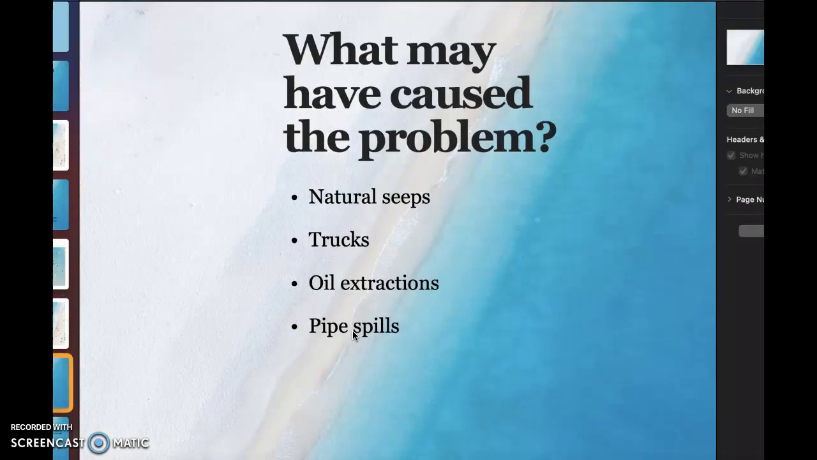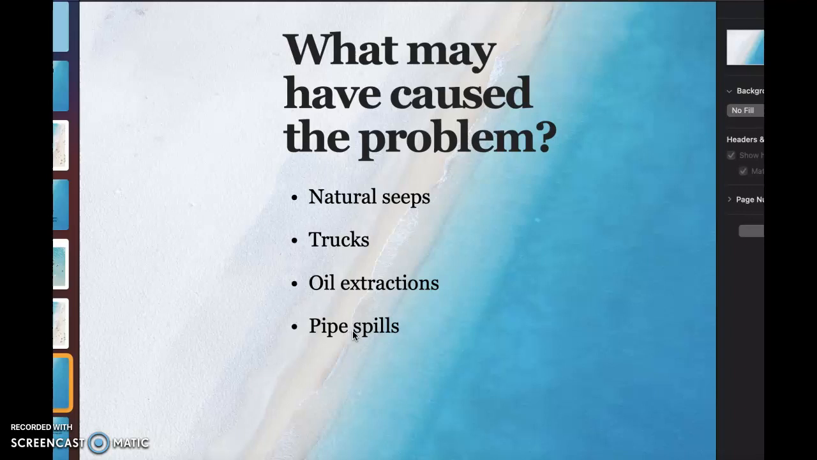Now, what may have caused the problem? Essentially, this question is just stating, how did this oil happen? Why is this happening? Why is there oil in the system in the first place? Several different ways. Oil extractions, so people essentially just getting oil for different companies. It ends up in the water. Natural seeps aren't as crazy as like oil spills and stuff like that. It is more long term, but it still does damage.